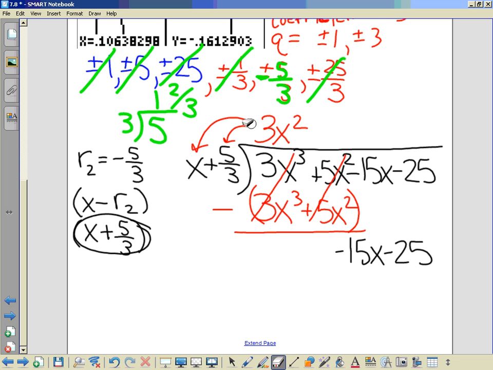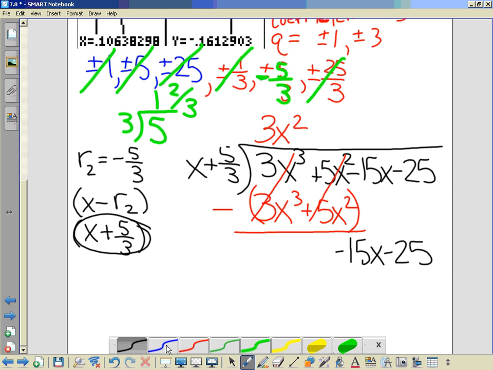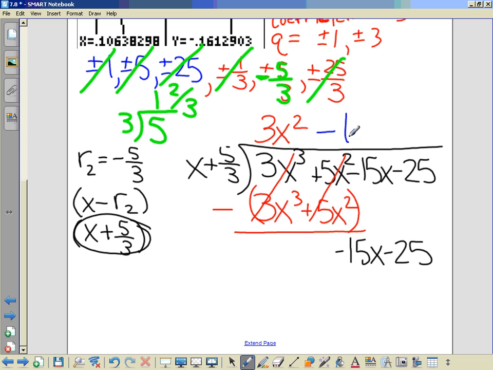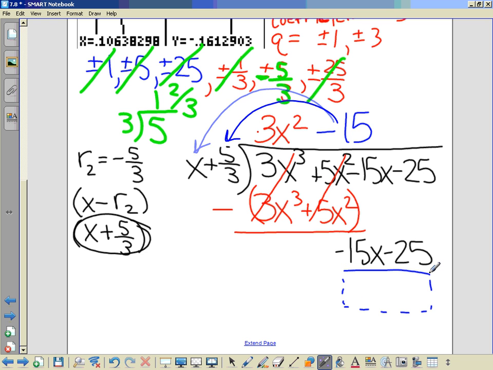I'm going to get rid of these arcs because they're not going to be in use for the next part of what I'm about to do. Let's switch to blue and think about how many times x goes into negative 15x, or better yet, what number would you multiply by x to produce negative 15x? And that answer is negative 15. So now the negative 15 in blue is what we're going to distribute to the divisor and see what we get down in here.